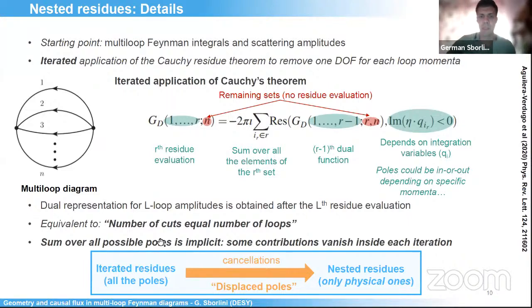And this is something important, and this is essentially what we discovered during last year, that when we sum everything, there are several contributions that vanish. These contributions cancel between each other and are not present in the final result. They contain spurious singularities, what we call displaced poles, and these contributions would introduce some instabilities, some singularities that are not physical, so they cannot be in the final result.